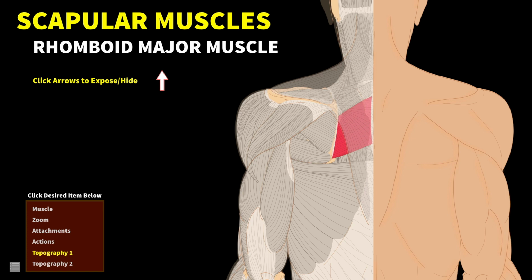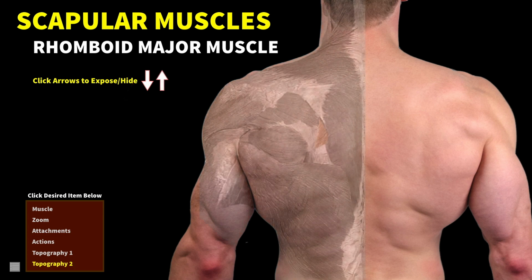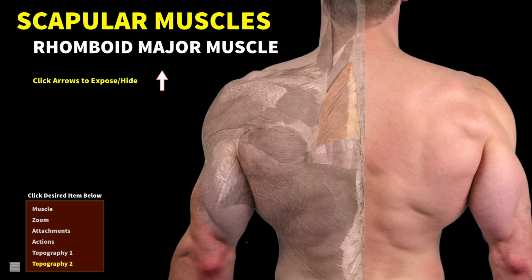Now let's see it on a real body. Again, note that when we make the skin transparent, we only see a small part of the muscle extending from below the trapezius muscle. When the trapezius becomes transparent, the rhomboid major becomes visible. And if the trapezius is made completely transparent, we see it quite nicely. Let's move to the next scapular muscle.